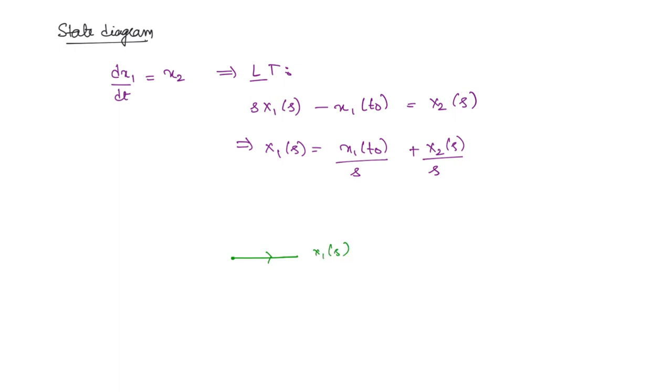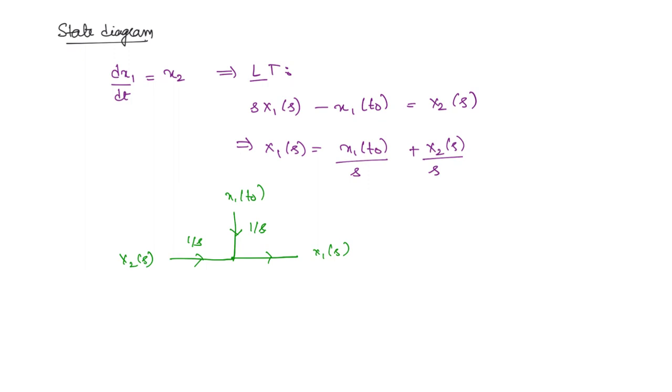x1(s) is going to be the sum of two things. First one is x2(s) with a gain 1/s, and x1(t0) with a gain of 1/s. This will give you x1(s). So we are considering the initial condition as well.